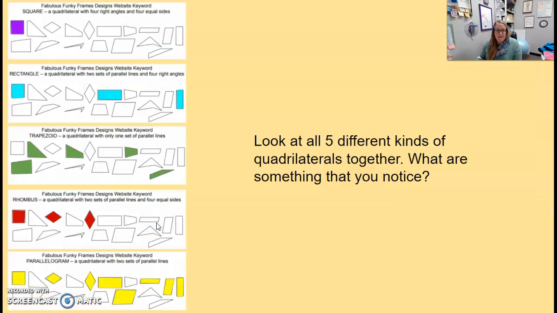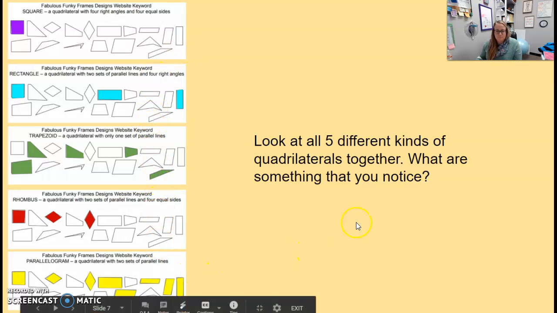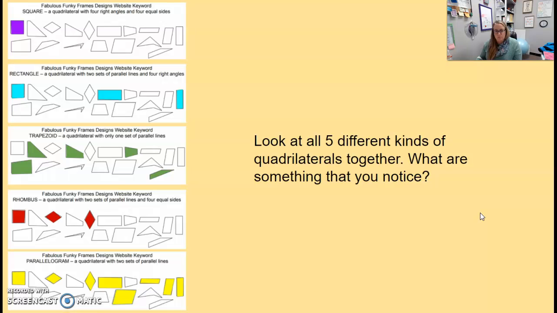So I have all of these beautiful quadrilaterals. But I want you to look at them. What do you notice? That's something I noticed too. Try to talk to somebody. What's something that you noticed that is the same or maybe different between all 5 of these pictures? All right, come back to me in 3, 2, 1.